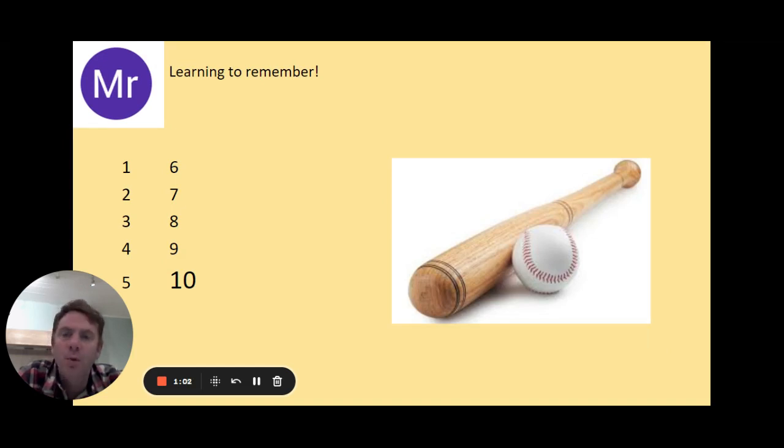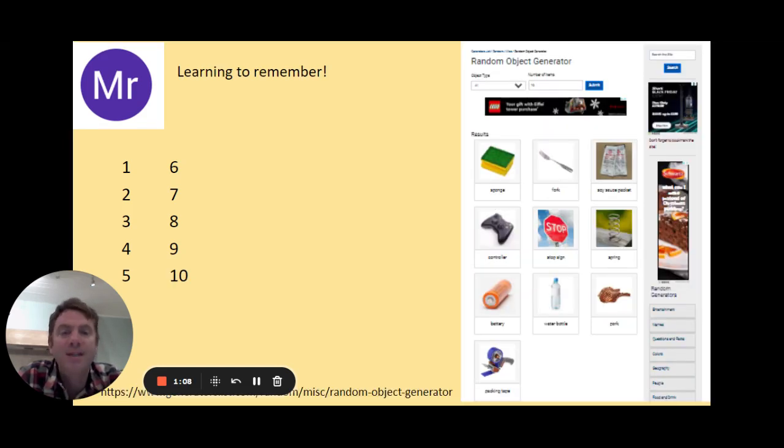Right, so what you need to do is try to remember each image per number. And once that's in your head, you can now practice. I've Googled random object generator, and then you click in number 10, and it just gives you 10 images or something to remember. And so we're going to practice now.